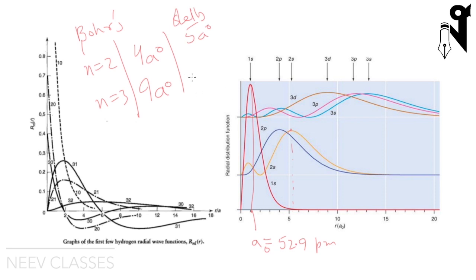I know the values from some other data, so I was just hoping that the graph is accurate. So this is at 5a naught for your 2s. The 3s is not at 9 but at 13. Let me see where they have drawn the 3s. 3s is this blue one, and if I go down, it is somewhere near 13 in what they have drawn. So 3s is here, 13.